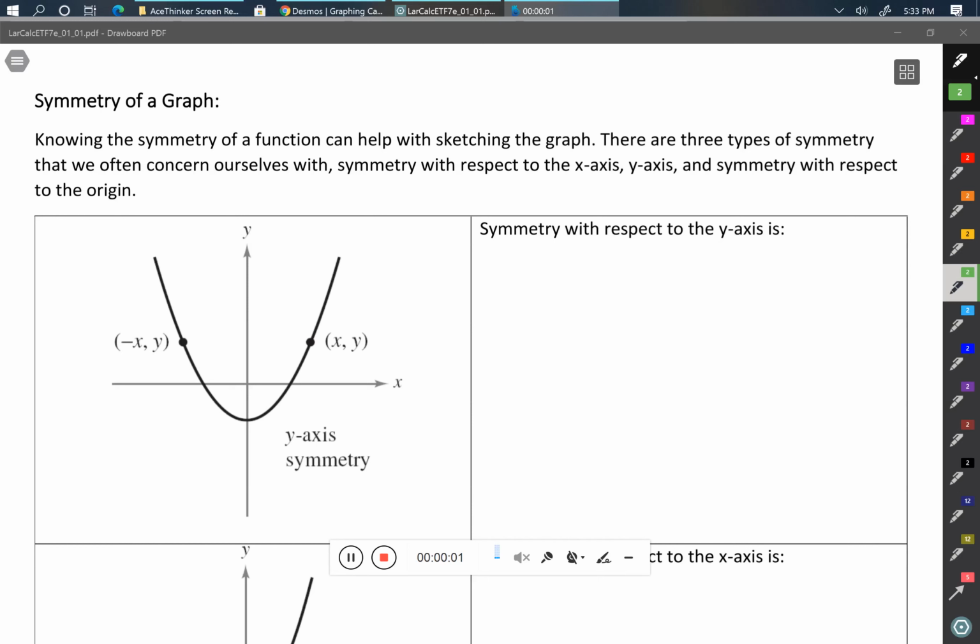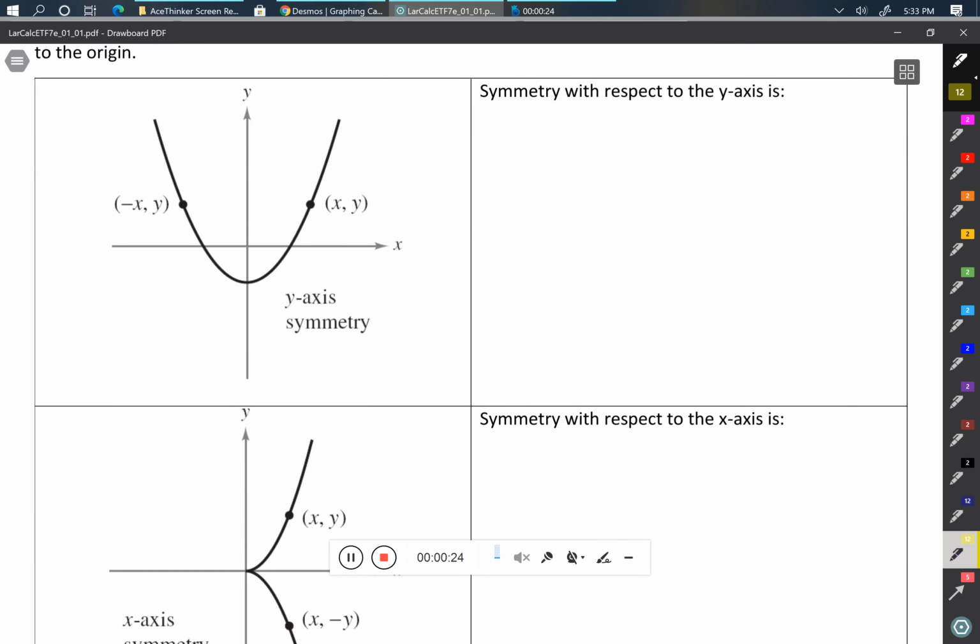Alright, so welcome back. This is section 1.1, part 2. We are still working on a little bit of review. We're going to talk about symmetry right now. What does it mean to say a graph has symmetry? There are three types of symmetry we often concern ourselves with. We have x-axis symmetry, y-axis symmetry, and origin symmetry.